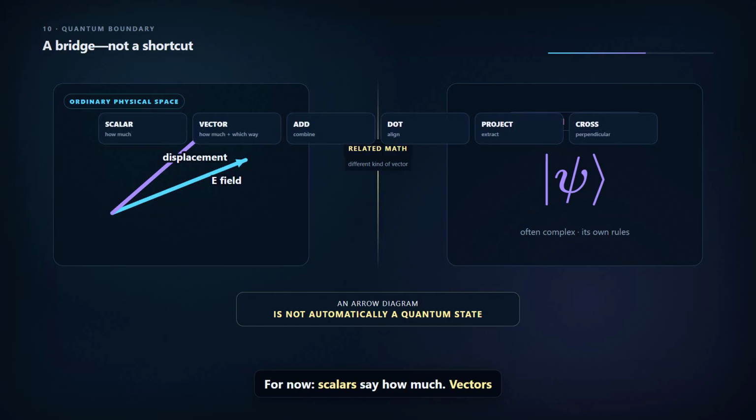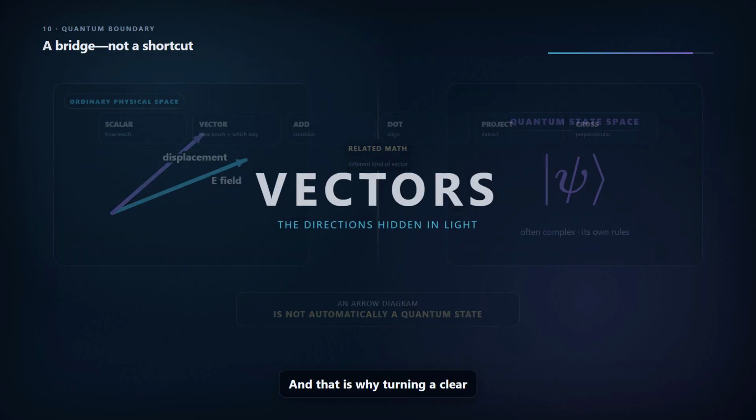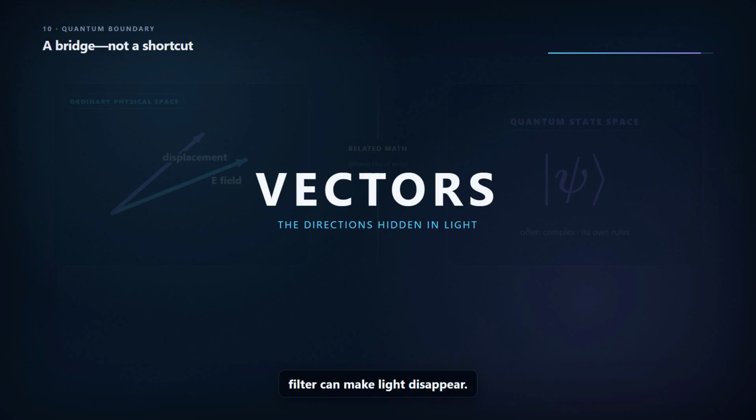For now, scalars say how much, vectors say how much and which way, addition combines, the dot product measures alignment, projection extracts a directional part, the cross product finds a perpendicular direction. And that is why turning a clear filter can make light disappear.